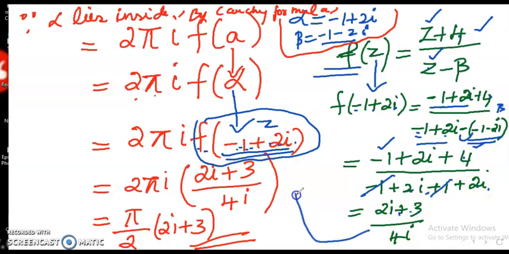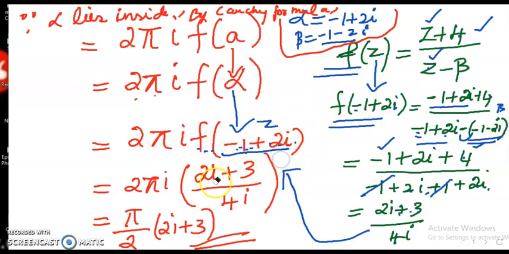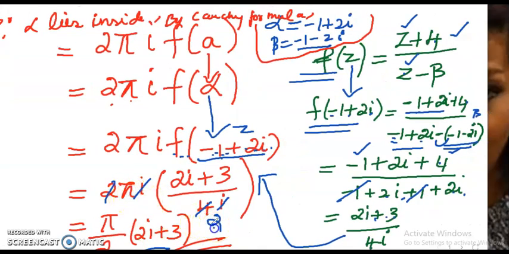Now substitute this value here. Instead of f of minus 1 plus 2i, we can substitute 2i plus 3 by 4i. Now here the i and i will be eliminated. Also 2 and this will be eliminated. So we get pi by 2, 2i plus 3. So the value of the given integral, our answer, is pi by 2 into 2i plus 3.